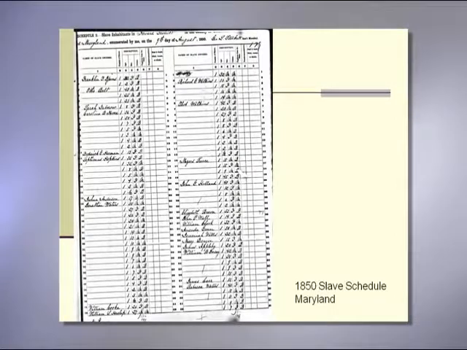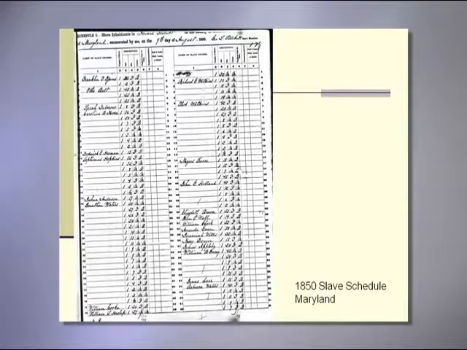This is a slave schedule for Maryland in 1850. The slave schedules rarely give the name of the slave. It usually gives the name of the slave owner or the person who was working with the slave. Now, this one isn't particularly difficult. If you knew your family member had been owned by Mrs. Pierce, there are only 4 slaves listed.